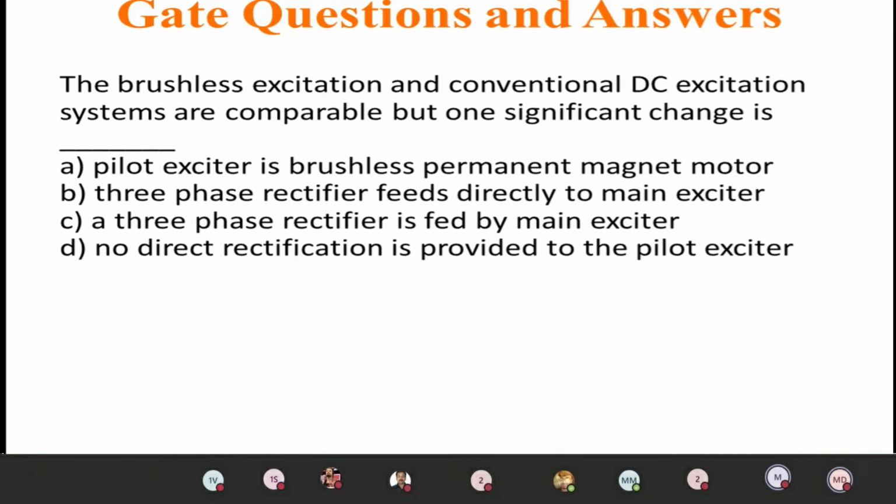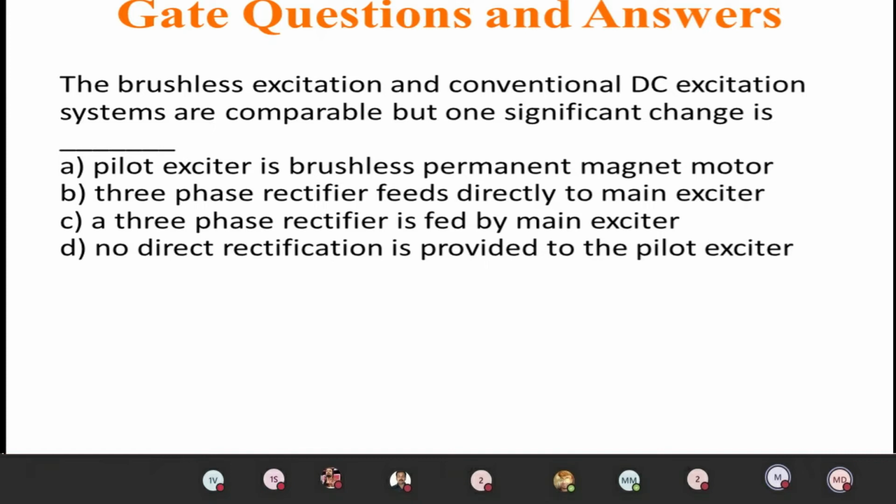Then the next question, the brushless excitation. The brushless excitation and a conventional DC excitation system are comparable, but one significant change is asked. The question itself mentions conventional. Option: a pilot exciter is a brushless permanent magnet motor. Option: a three-phase rectifier fed directly to the main exciter. Option: a three-phase rectifier is fed by the main exciter. Option: no direct rectification is provided to the pilot exciter.